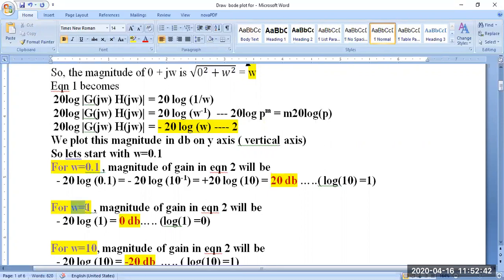Then for omega equal to 1, if I put omega equal to 1 in equation number 2, this will become minus 20 log of 1, and log of 1 is 0. So it will become 0 dB. Omega is increased now from 0.1 to 1, which means it is increased 10 times, which means it is a decade. So in one decade, the magnitude is changing from 20 dB to 0 dB. You can see this in the plot again.